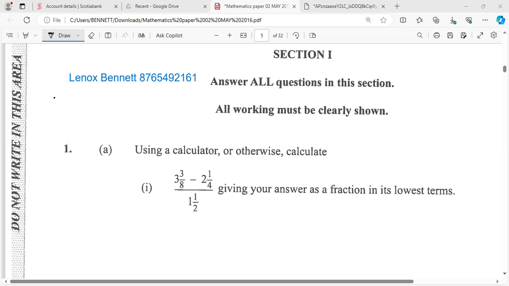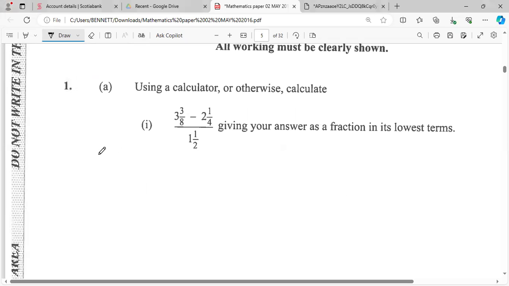Let's do this. Alright, so I'm going to use the otherwise instead of the calculator, so I'm going to do the conversion. 3 times 8, that's 24, plus 3, 27 over 8. So it's 27 over 8 minus 2 and a quarter. 2 fours are 8, and 1, 9 over 4. And 1.5 is 3 over 2.